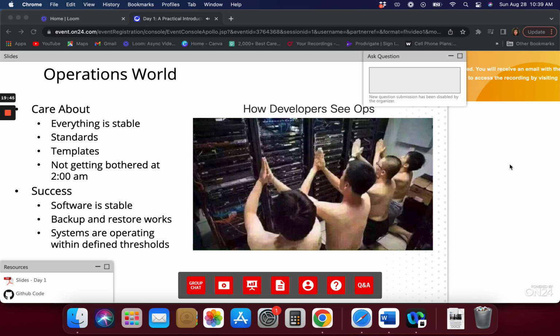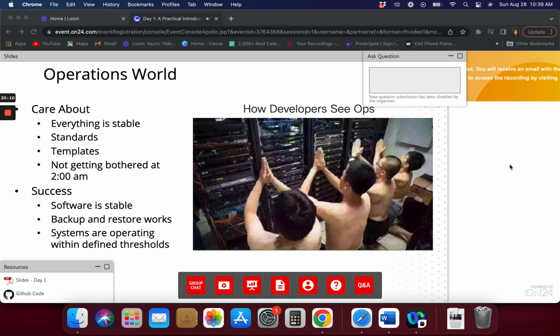So in the operations world, you have to understand what they care about. Number one, they care that everything is stable. There are standards in place, templates are being followed, and they're not getting bothered at 2 a.m., or when they've got a hot yoga class in the afternoon. Success is really defined by whether the software is stable, whether backups and restores work, and whether all of the systems are operating within a defined threshold.